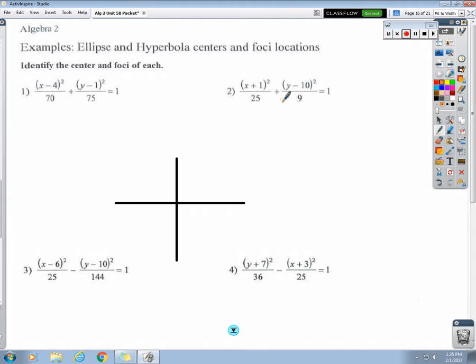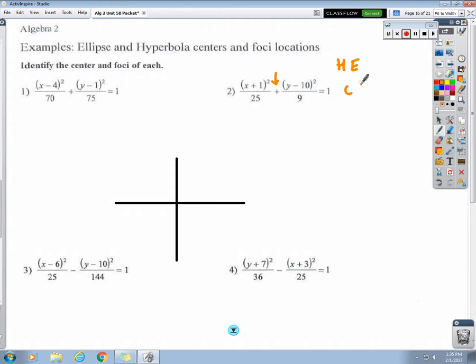Number 2, let's go ahead and do the easy part. Well, first let's identify what it is. Is it a hyperbola or an ellipse? It's definitely an ellipse because there's a plus sign in the middle. Is it vertical or horizontal? This time it's horizontal because isn't the bigger number under the x? Okay, this time your a, your bigger number, is up under the x, which makes it horizontal.